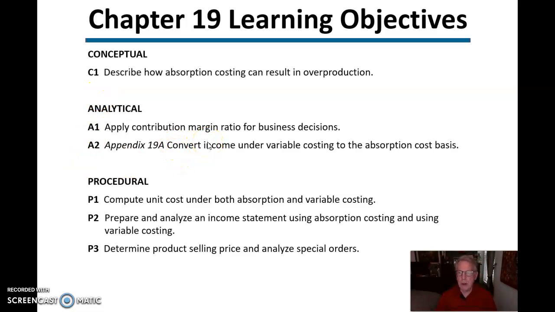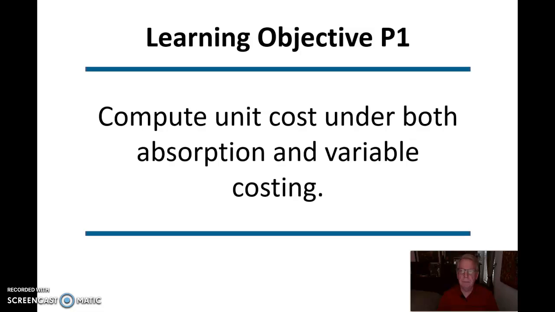So what we're going to do is compute unit costs under both absorption and variable costing. And then we'll prepare and analyze the income statement using both absorption costing and variable costing. And lastly, we'll try to determine a product selling price and special order pricing based on contribution margin. Okay, let's get started.